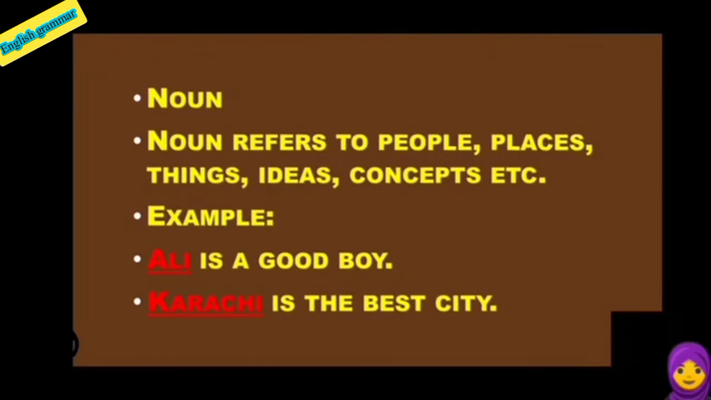The first one is noun. Noun refers to people, places, things, ideas, concepts, etc. For example, Ali is a good boy. Karachi is the best city. Here, Ali and Karachi both are nouns. So, noun is a name of a person, place, thing, or an idea.